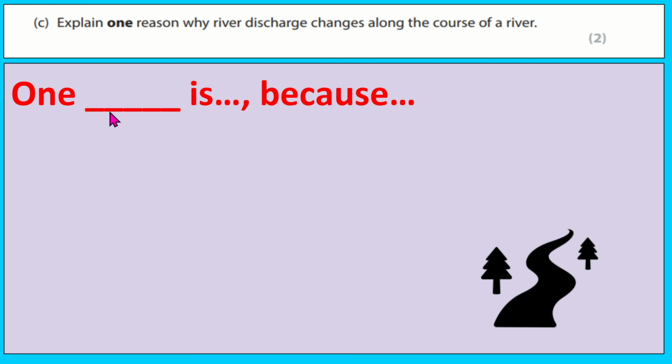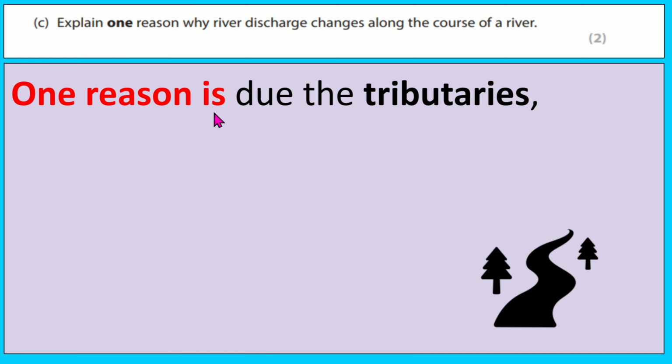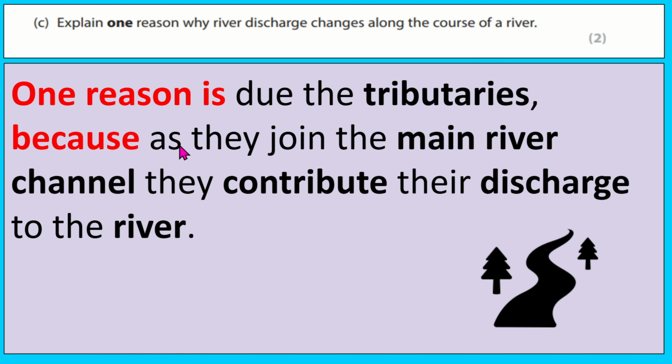So how do we turn that into our own version? So, one blank, again, use words in the question. One reason is, then because. So a mark for a point and a mark for a development. So one reason is due to tributaries. This is my point. As soon as I say the word tributaries, I've got a mark. Because as they join the main river channel, they contribute their discharge to the river. So we see here that they are adding key language: main river channel, contribute, discharge, river.